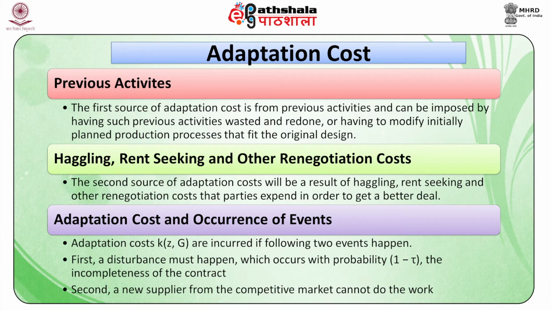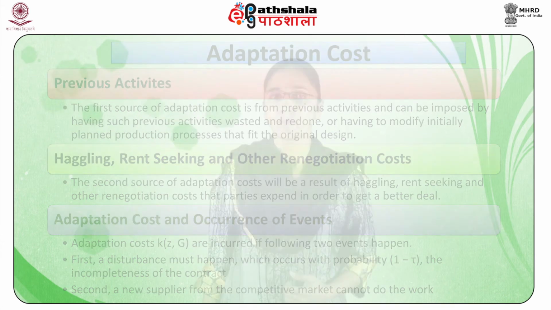Adaptation cost and occurrence of events. Adaptation costs, that is KZG, are incurred if the following two events happen. First, a disturbance must happen, which occurs with probability 1 minus t, the incompleteness of the contract. Second, a new supplier from the competitive market cannot do the work, which occurs with probability sigma, the measure of specificity. Because if the needed adaptation is not very specific, then it would be more likely that other suppliers can compete for the adaptation that needs to be done, and no loss from haggling will occur.